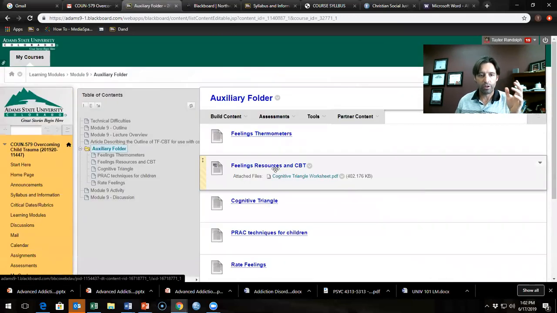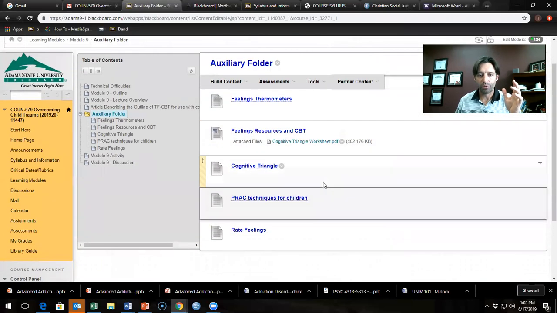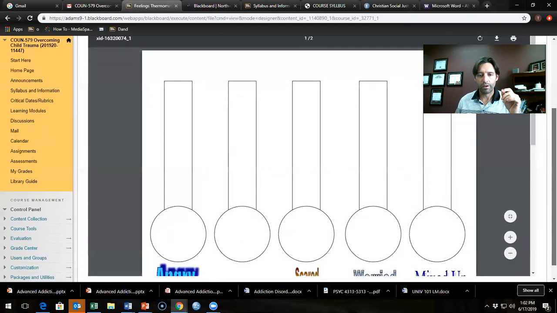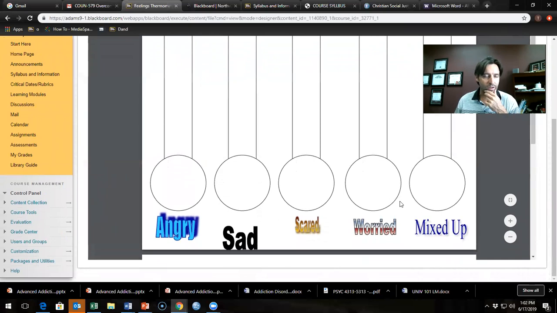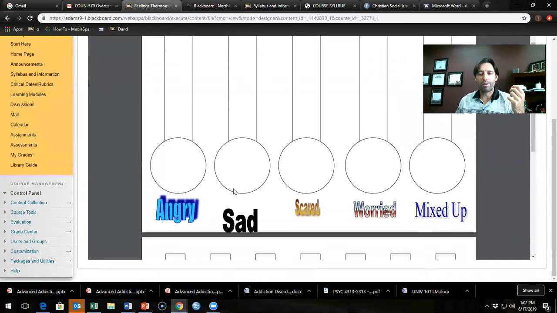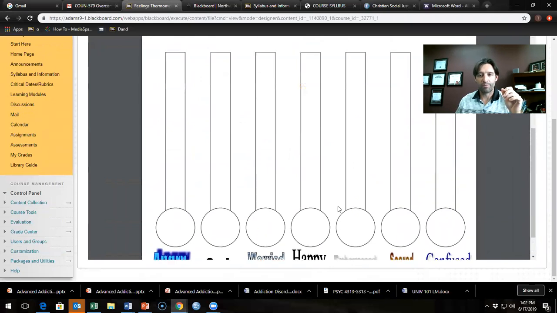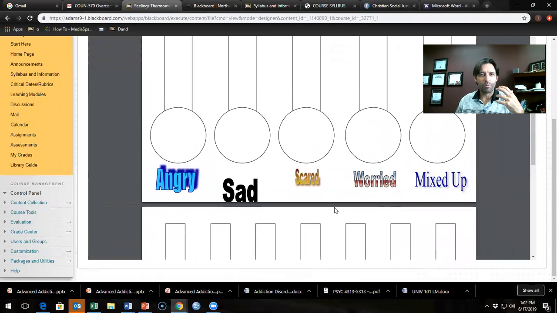Here's the auxiliary folder. I have a lot of resources for you in there. Here are some feeling thermometers. For instance, I used to check in with a child when they came to me in therapy and say, think about today, and think about these 5. I just start with 5. The older the child, the more emotions you can add, and the more sophisticated they become in their understanding of feelings. Think about being angry, sad, scared, worried. We can feel a lot of things at once.